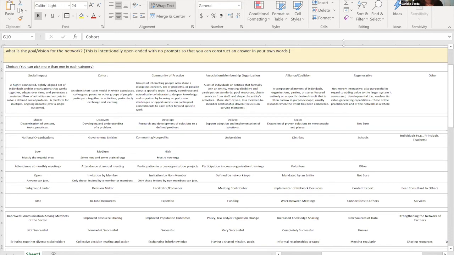Oh, good. And Melinda put an article in the chat on regenerative. I hate the word regenerative. I have trouble saying it.